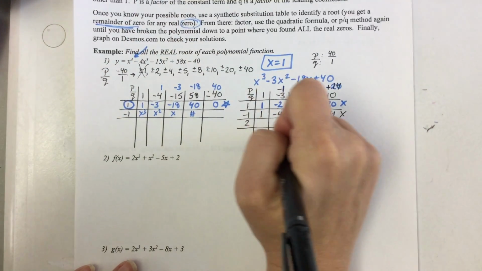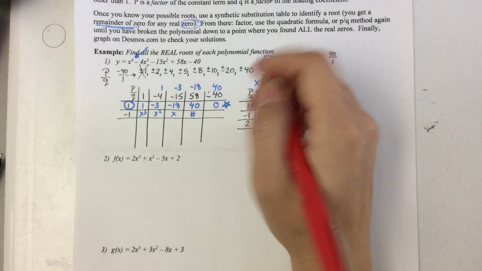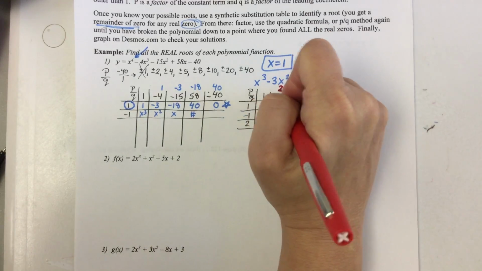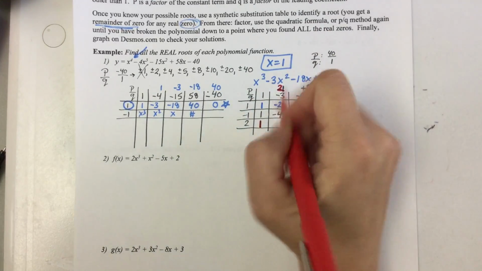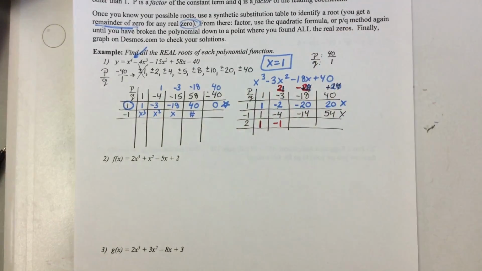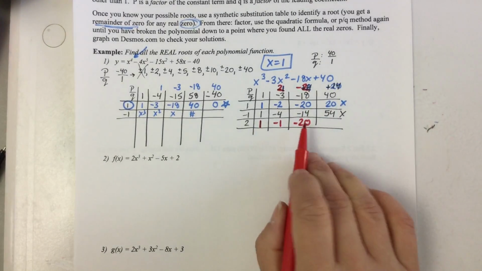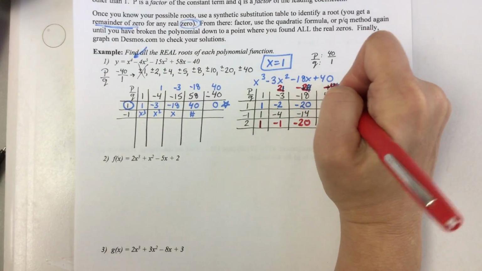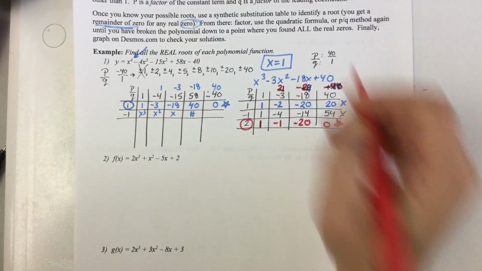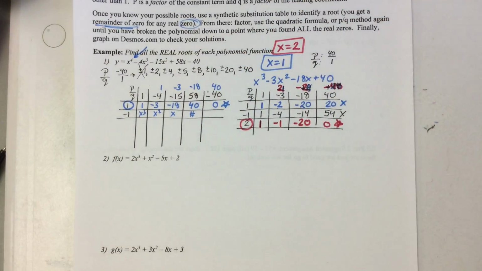Let's go ahead and try 2. Carry down the first term, which is a 1. I'm going to try to do different colors here just so it doesn't get all clustered. Carry down the 1. 1 times 2 is 2. 2 plus a negative 3 is negative 1. Negative 1 times 2 is a negative 2. Negative 2 plus negative 18 is negative 20. Negative 20 times 2 is a negative 40. Negative 40 plus 40 is 0. So, hey, we found another root. X equals 2 is a solution.